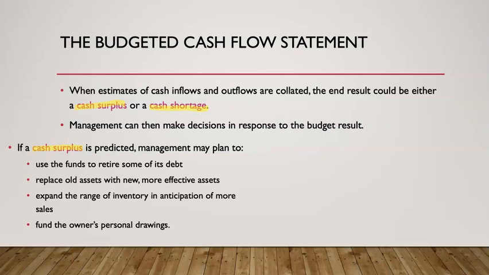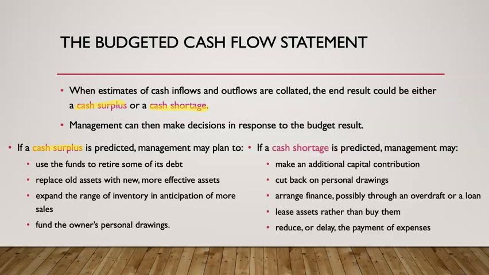They might use the funds to retire debt, to pay off debt. They could replace old assets with new. They could expand the inventory that they're selling to try and make more sales. Or they could decide the best way to do this is take some money as a personal drawing. But if we predict a cash surplus, we can use that information to make decisions. So if you see a cash flow statement budget that has a big cash surplus, these are some of the things that you could do, or you could just decide we're going to be safe and keep it as cash.